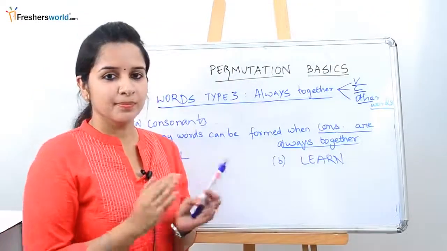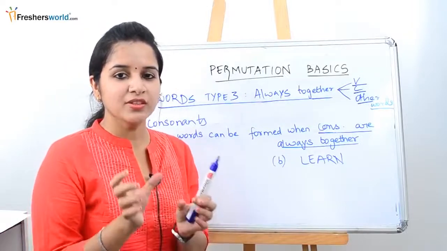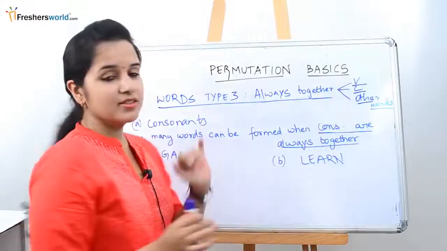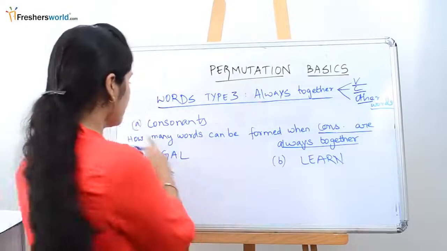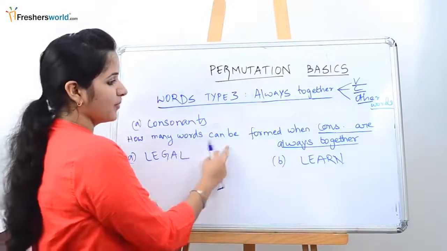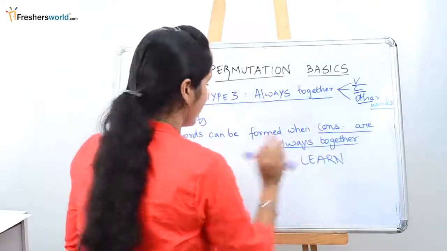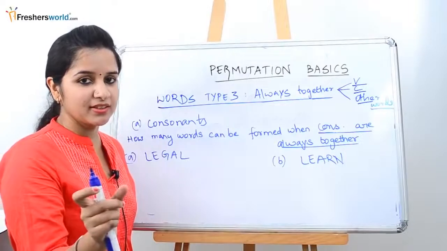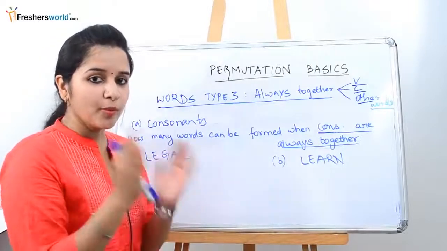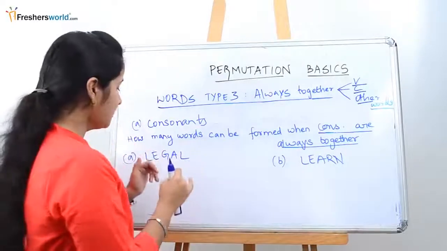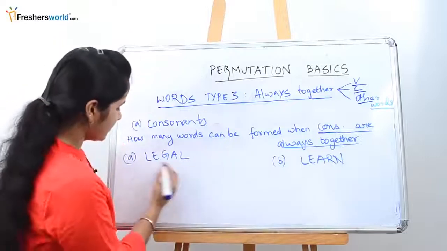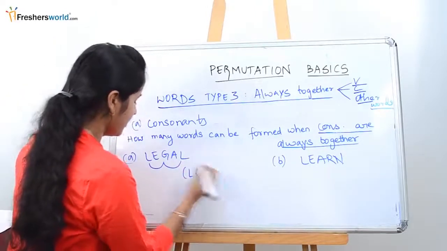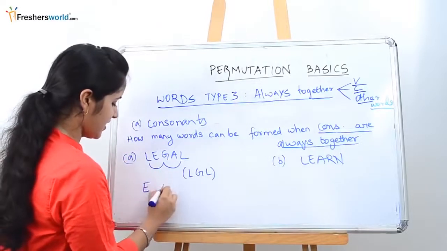In the previous concept, we dealt with vowels always together. A similar concept is applied for consonants always together. Let's take an example. How many words can be formed when consonants are always together? In the earlier types, we always clubbed together the vowels. Now we have to do the opposite and club the consonants together. What are the consonants here? L, G and L. L, G, L together. The remaining letters are E and A.